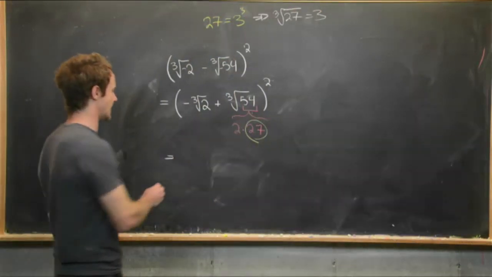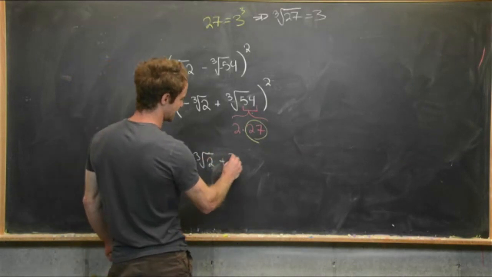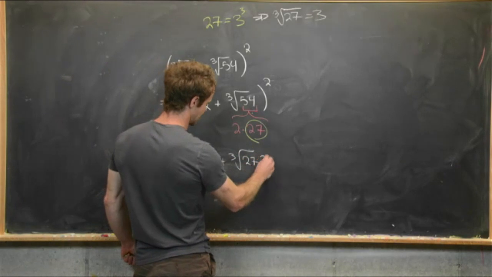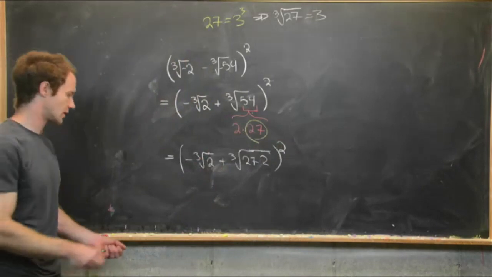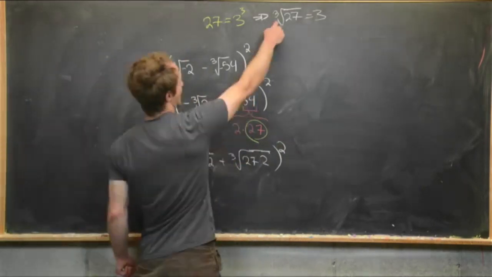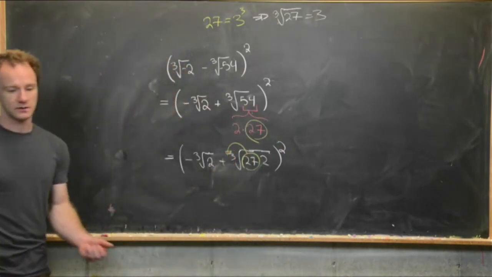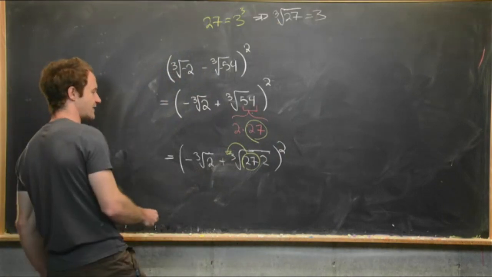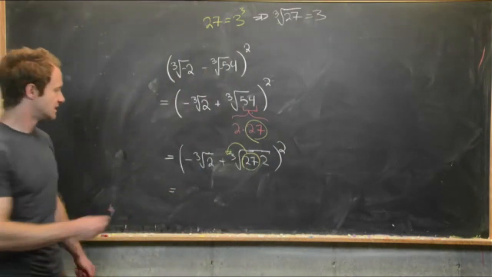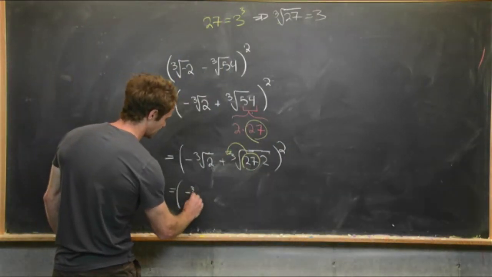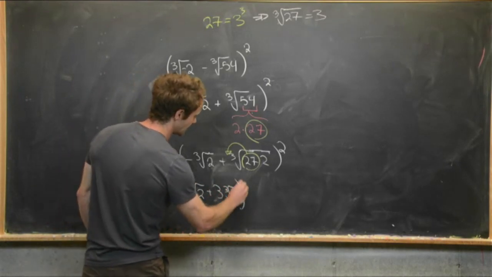So we can rewrite this as negative cube root of 2 plus the cube root of 27 times 2, all squared. So I just factored that 54. But using this fact up here, we can take this 27 and factor it out. If we factor that 27 out, it's going to become a 3 because the cube root of 27 is 3. So that's going to give us negative the cube root of 2, plus 3 times the cube root of 2, all squared.